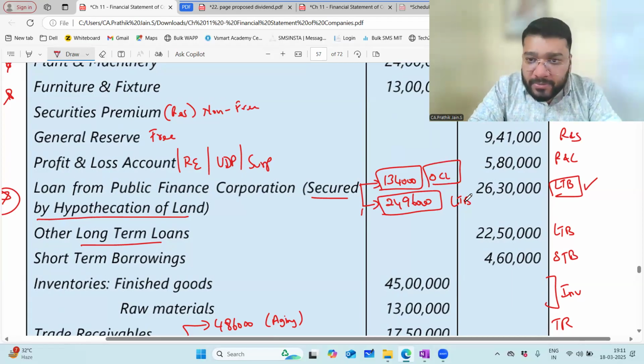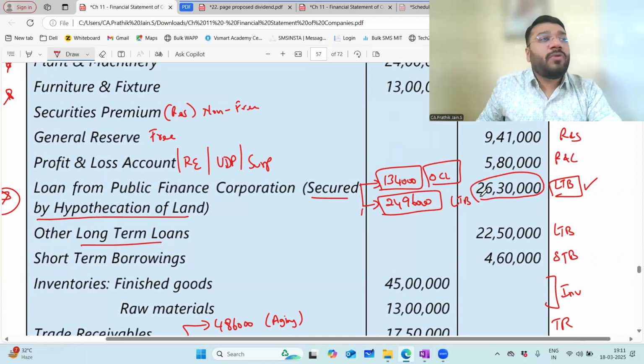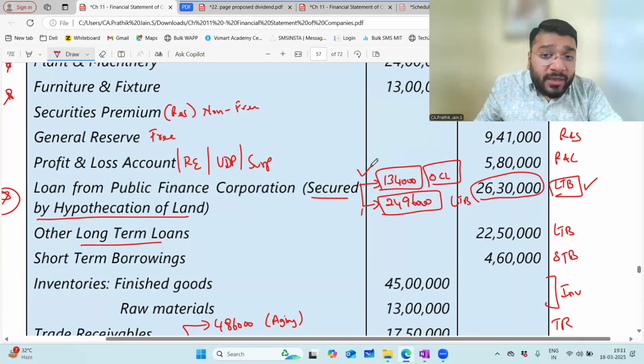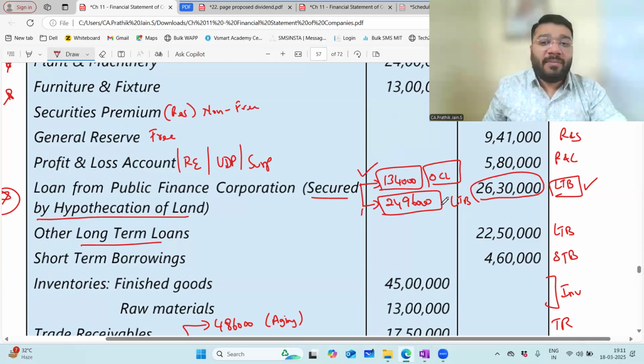Online people, any problem so far? No, sir. In this 26 lakh 30,000 rupees, which is the loan from the Public Finance Corporation, 1,34,000 is your interest accrued but not due, which is your other current liabilities. Balance is 24 lakh 96,000, which automatically becomes your long-term borrowing. Chalo, great.